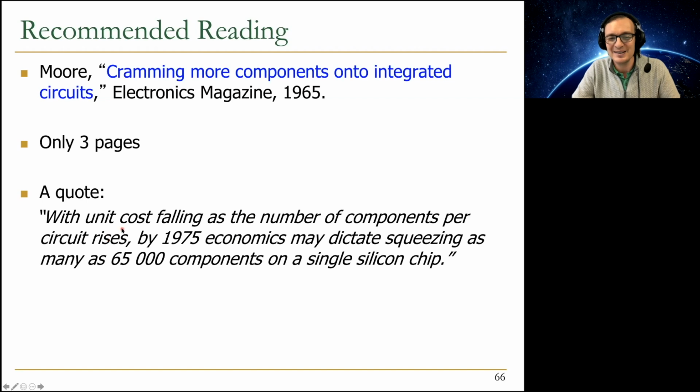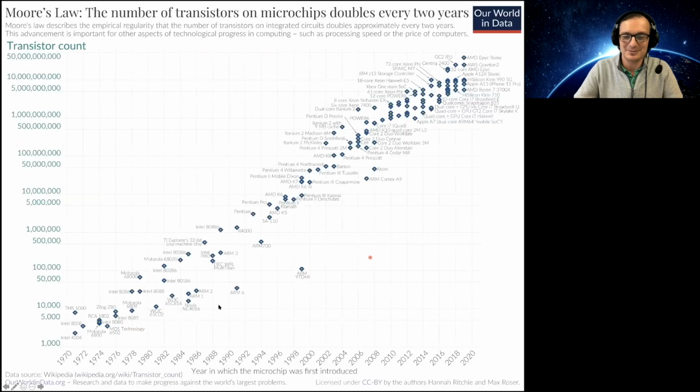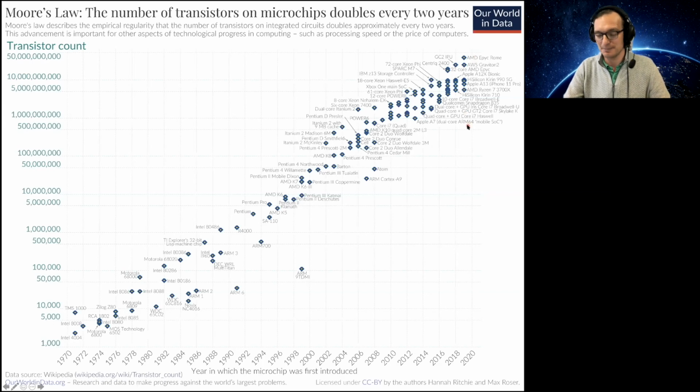This is actually funny. With unit cost falling as the number of components per circuit rises, by 1975, economics may dictate squeezing as many as 65,000 components on a single silicon chip. So let's take a look at if that was true. Well, that's 1975. Is that 65,000? I don't know. You can make up your mind. That's maybe not true over here. But today, it's funny because we're at well around 50 billion, right? In terms of how many transistors we have on these chips.